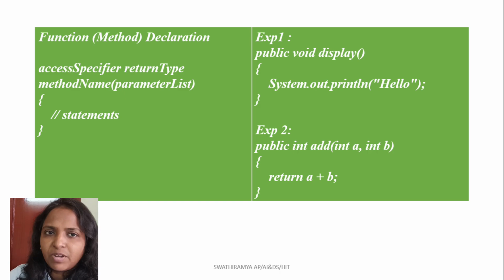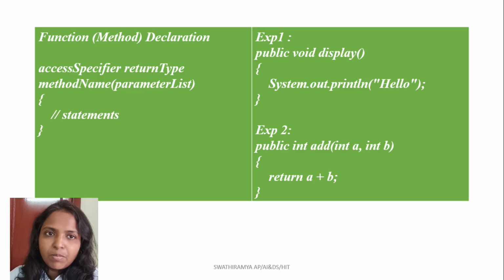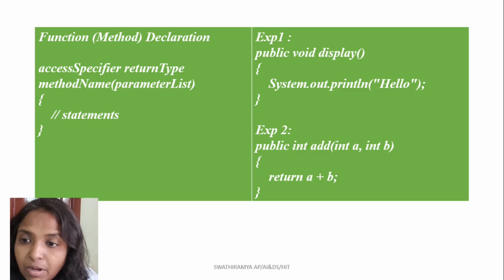If you don't have any parameters, you can leave it as an empty bracket. You do not want to specify anything else. Then the open parenthesis and the close parenthesis. Inside this, you can add whatever code you want inside the function. On the right side, you can find the example.